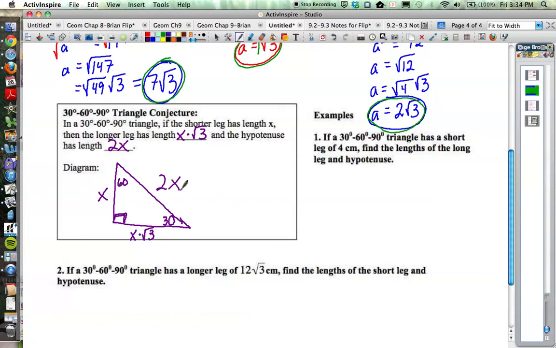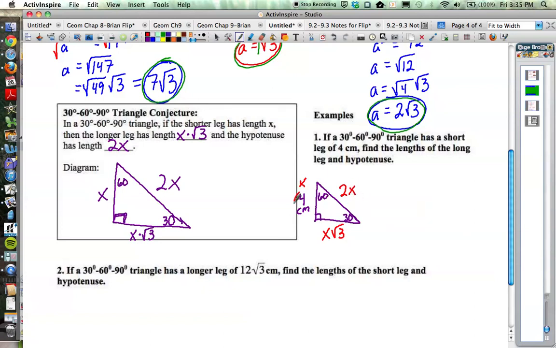Let's see if we can do that in a couple examples here. So again, let's just sketch out a little 30, 60, 90 example here. So let's call this the 60, this is the 30. Now let's put in what we've got here. We know that the short leg is of length 4, and find the lengths of the long leg and the hypotenuse. All right, so we know that the short leg is x. We know that the longer leg is x times the square root of 3. And we know that the hypotenuse is 2x.